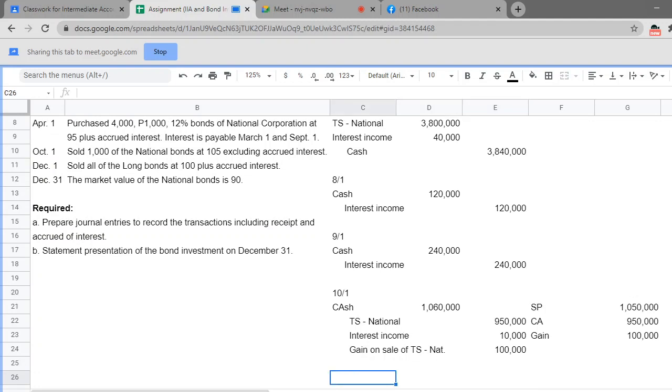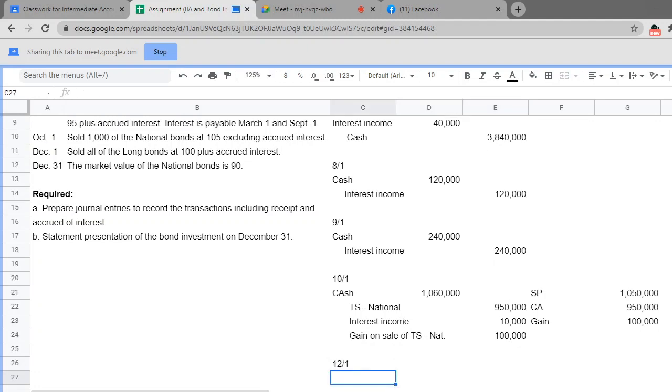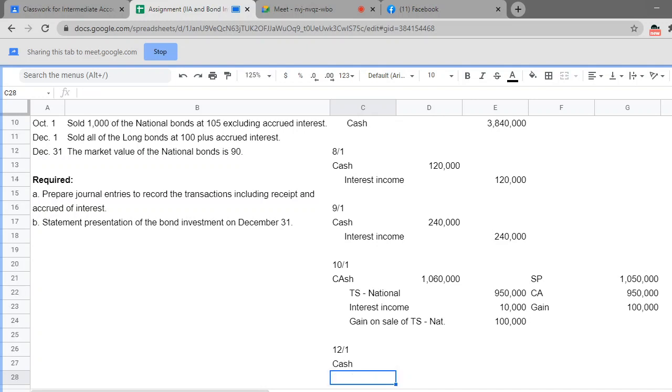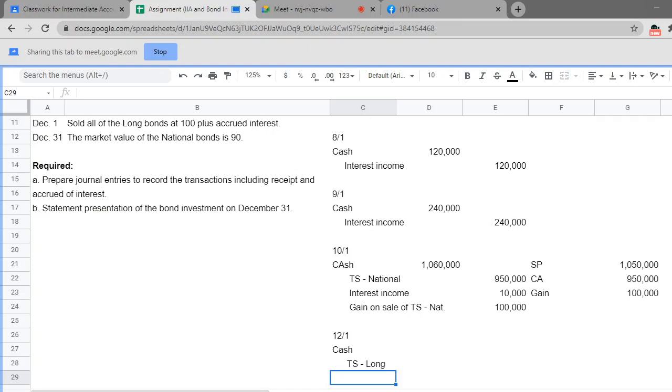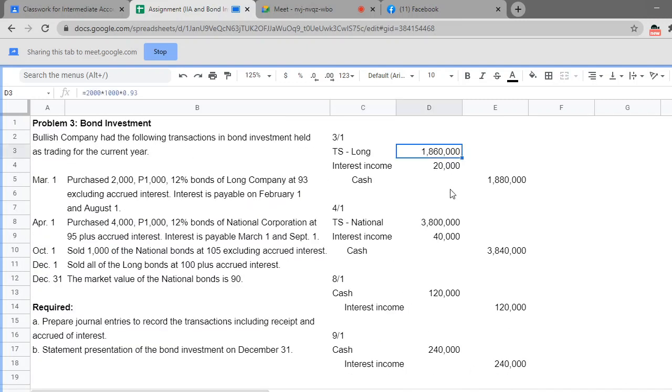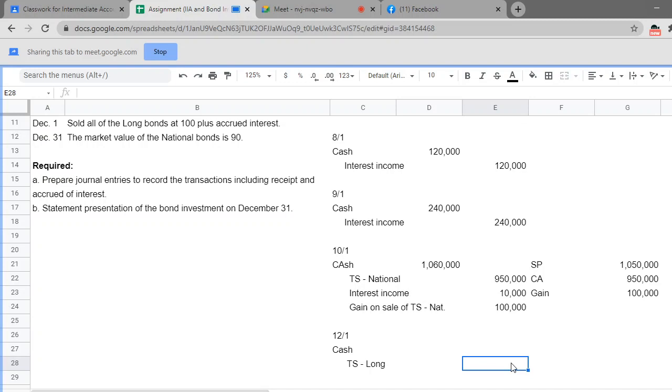Now, let's have December 1. On December 1, we sold Long bonds at 100 plus accrued interest. All of Long's bonds were sold. So, how much is our trading securities, Long? I think there are no changes. That was 1.86 million.